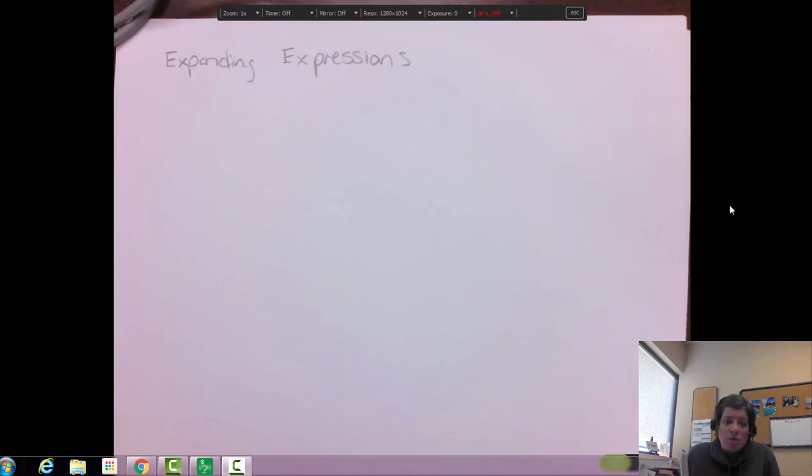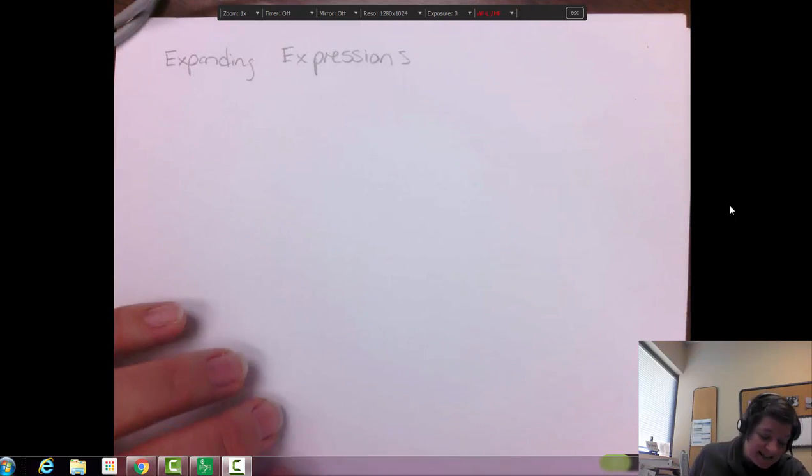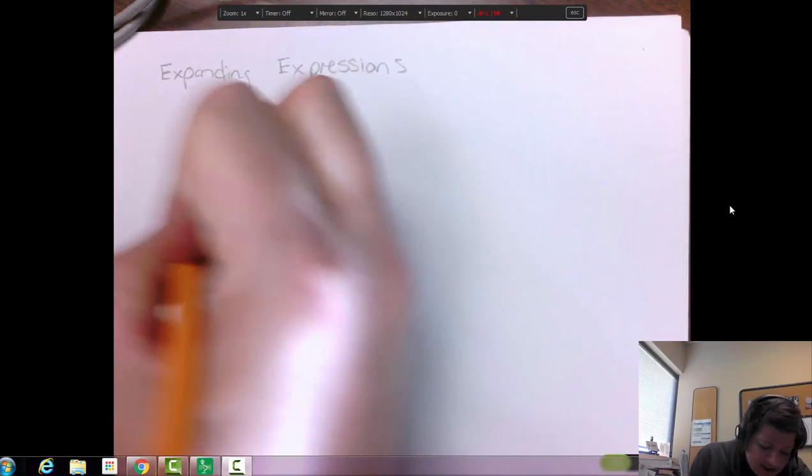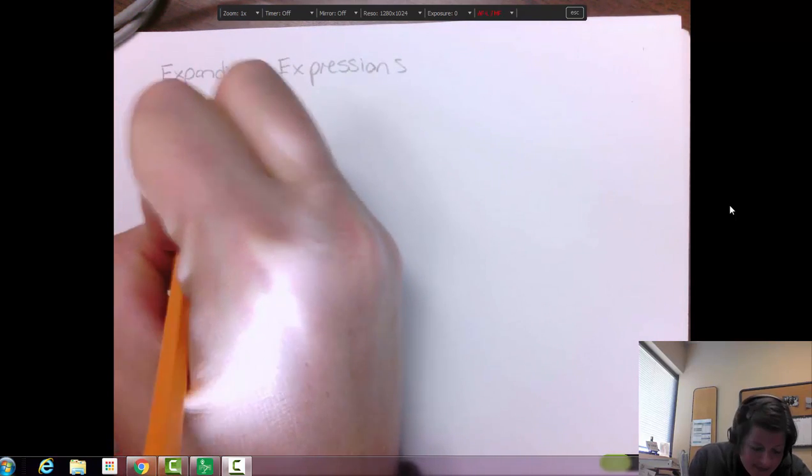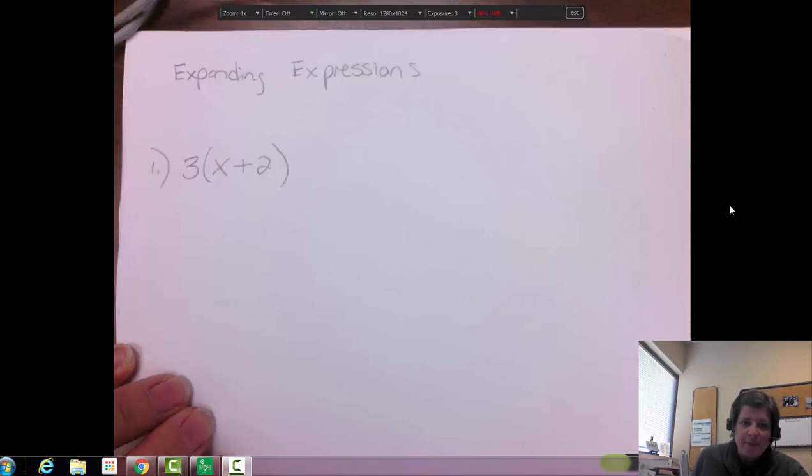Okay, so expanding expressions, this section really covers the distributive property as well as a couple other things. So let's go through what is the distributive property and what do they mean by expanding. Let me look at this first example. If I have 3 and then an x plus 2.